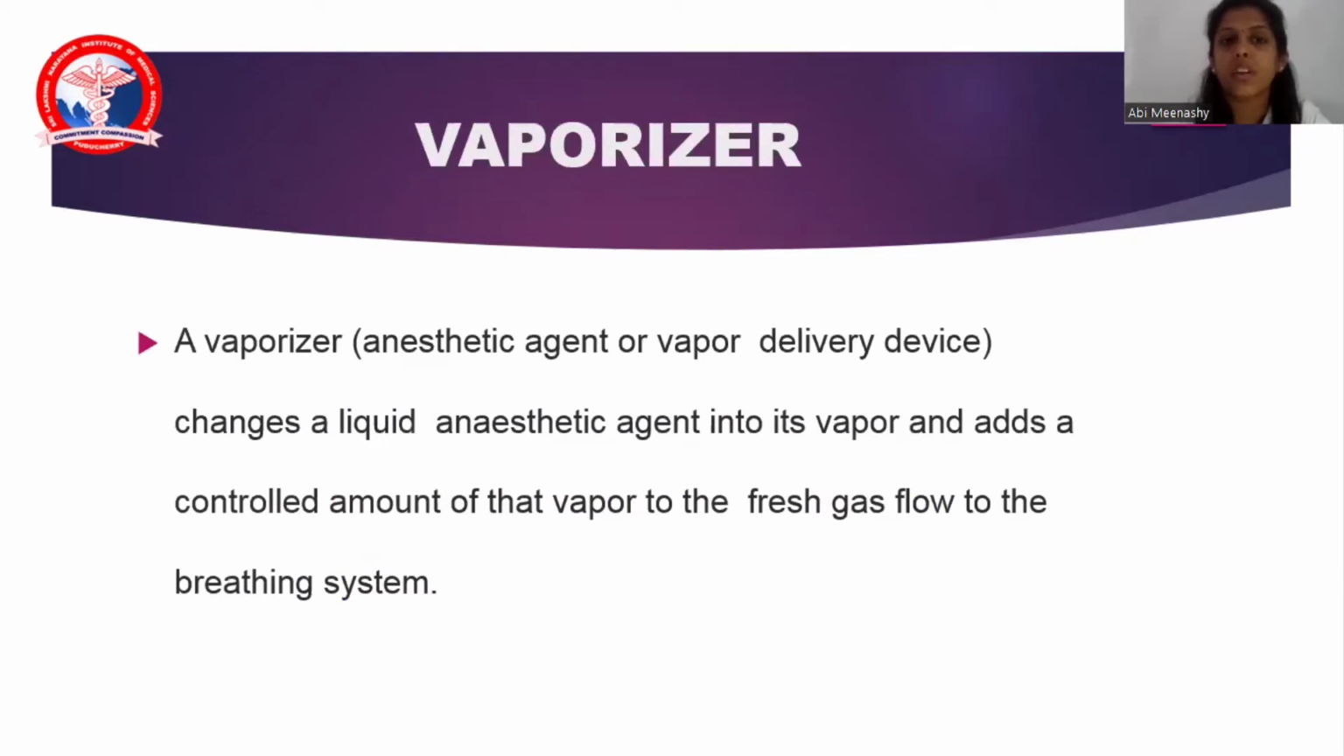Okay, so what is a vaporizer? A vaporizer is a delivery agent for the inhalational agents. So you need to know what inhalational agents are. I'm sure you are aware of isoflurane, sevoflurane, halothane, everything we use in our day-to-day OT basis. A vaporizer is a delivery device that changes a liquid anesthetic agent into its vapor and adds a controlled amount of this vapor to the fresh gas flow into the breathing system.